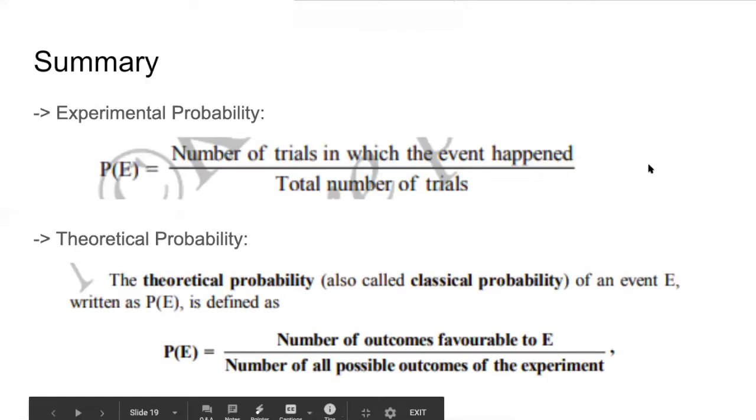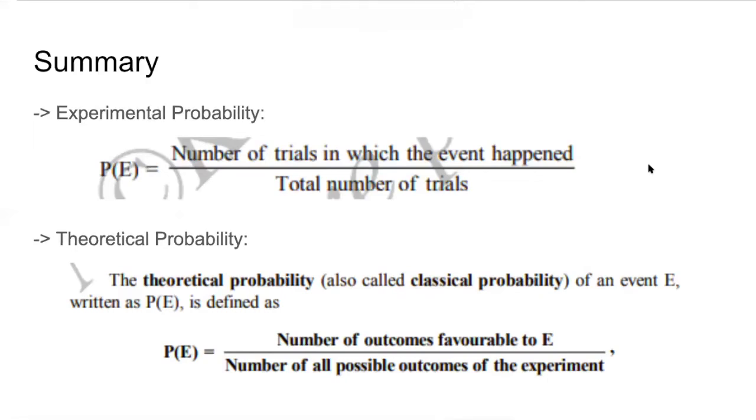Hi, so this is the second video of probability. In the last video, we learned two things: experimental probability and theoretical probability. Experimental probability we will get when we perform the experiment several times. How many ever times we perform the experiment is called the total number of trials, and the number of times in the experiment when the event happened will be the numerator, so that will be the probability of that event.